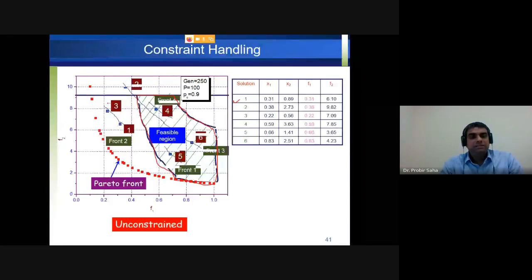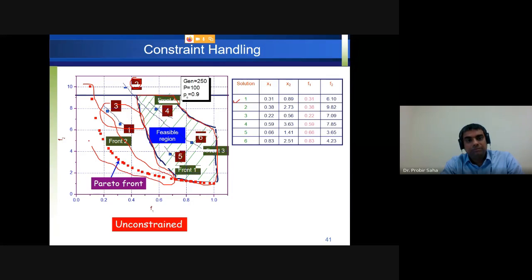That means these solutions 3, 1, 2, and 2 are all lying outside of this feasible solution domain, so they are not feasible. Even for the Pareto front, you can check. All the solutions which you have got up to this will have to be discarded because they are not lying in the feasible solution domain, right? So something has to be included in NSGA2.